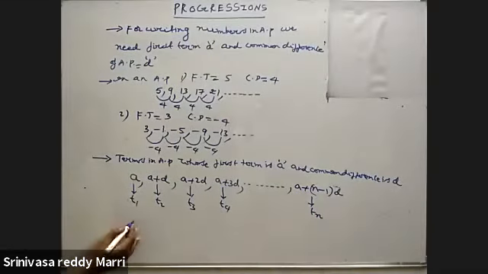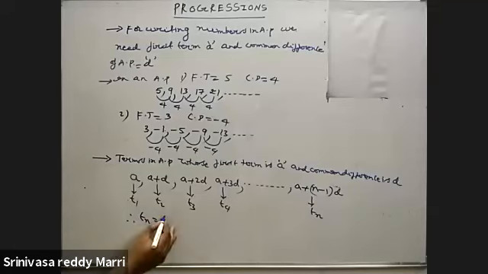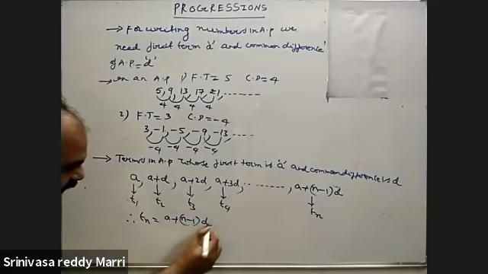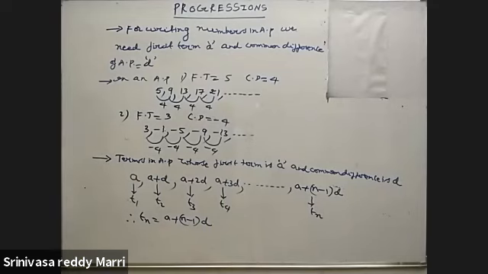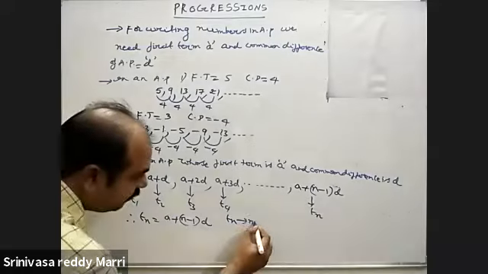So therefore Tn. If you know the first term and common difference, any term in that AP can be found out by using this formula: A plus n minus 1 into D. Tn is called the nth term of the AP.